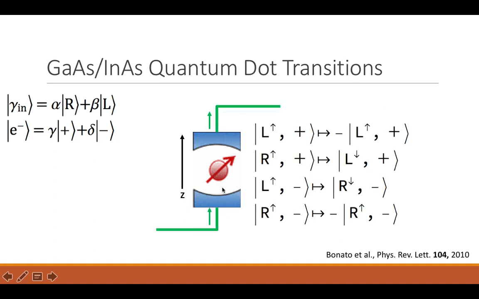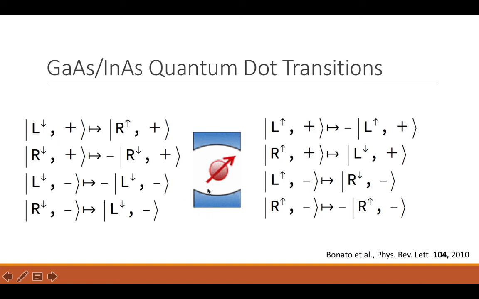You also get the opposite transition if you come from below instead of above. So we see that same left and up pair actually just transmits through the quantum dot this time. And so these are all the transitions together.